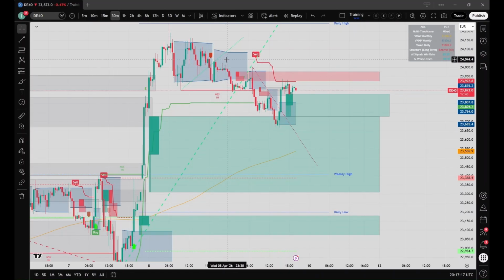Now, the stop was, if I remember correctly, around 24,044. So that's where I placed the stop. And this was my entry around 23,910. And I targeted this area here. There was a big bullish brain zone printed here, as you can see right here, big fat one.